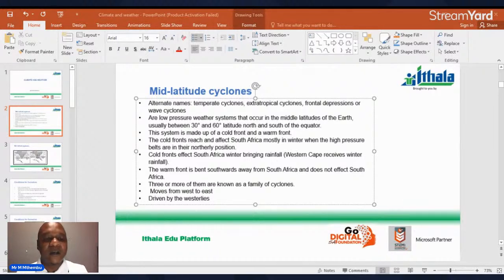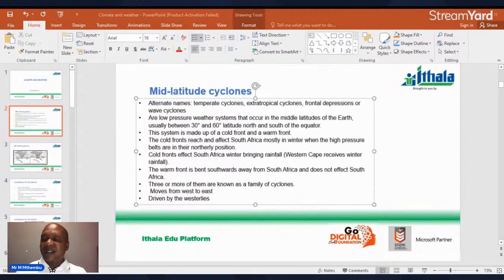Then the last point, availability of water supply: there will be availability of water supply for secondary as well as tertiary economic sectors. So in secondary, remember, it involves production. So you need water for your production to take place.